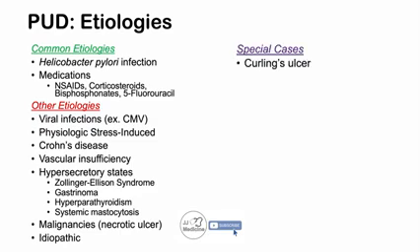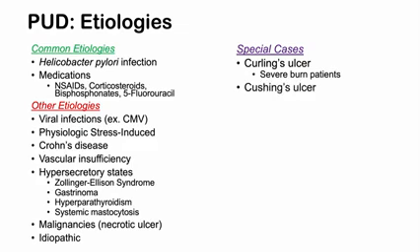Special cases of peptic ulcer disease include Curling's ulcer. So Curling's ulcer is a type of ulceration that occurs in severe burn patients. And there's also another specific type of ulcer, which is a Cushing's ulcer. This is related to elevated intracranial pressure.